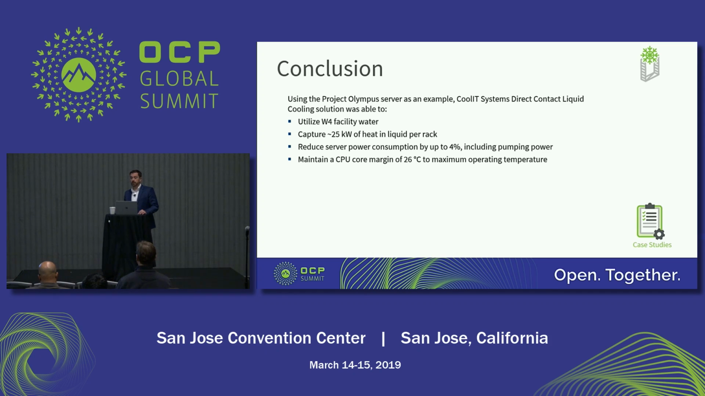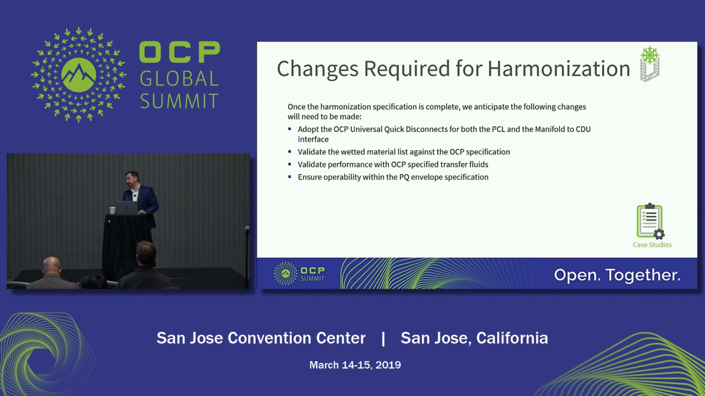We're starting to see a lot more interest in using the heat that's been transferred out in the liquid for other situations like facility heat. We were able to reduce the power consumption by up to 4%, and that includes the pumping power. Again, as this deploys larger and you get into a row-based system, that percentage will increase more. You get more efficiencies with the larger pumps. And we were able to maintain a core margin of 26 C to max operating temp on the CPU. I don't have that in front of me, but I think it was below 55, 52-ish.